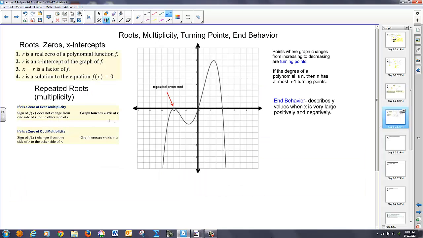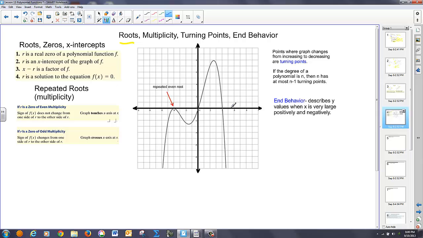So let's talk a whole lot about the nature of these different graphs. The first thing we're going to talk about is roots. A root is basically an x-intercept. That's a fancy name. It's also called a zero. And these zeros, while they hit the axes, have other properties within the function itself.